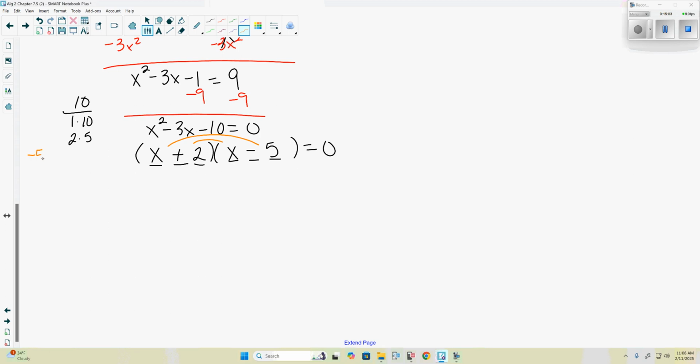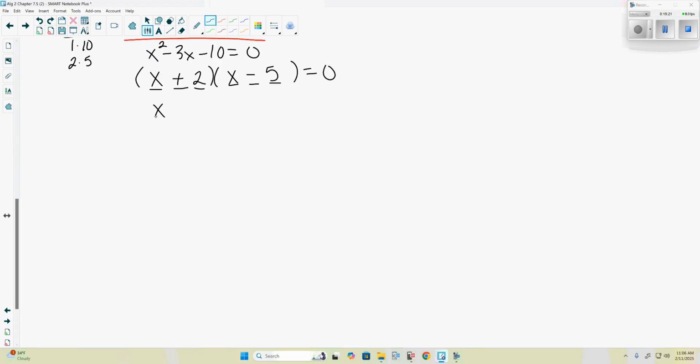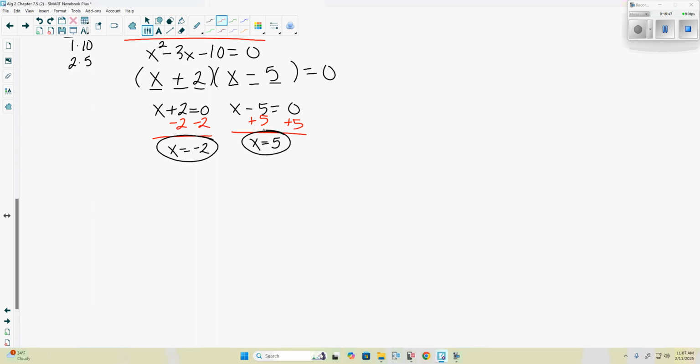x times negative 5 would be negative 5x, plus 2x equals negative 3x, which is the middle term that we wanted. Which means we do have two things multiplied together to equal 0, telling us that either x plus 2 is equal to 0 or x minus 5. So we solve our first one by subtracting 2, which indeed is telling us x is equal to negative 2. Next one, we would add 5 to both sides, telling us x is equal to 5. Negative 2 or 5.